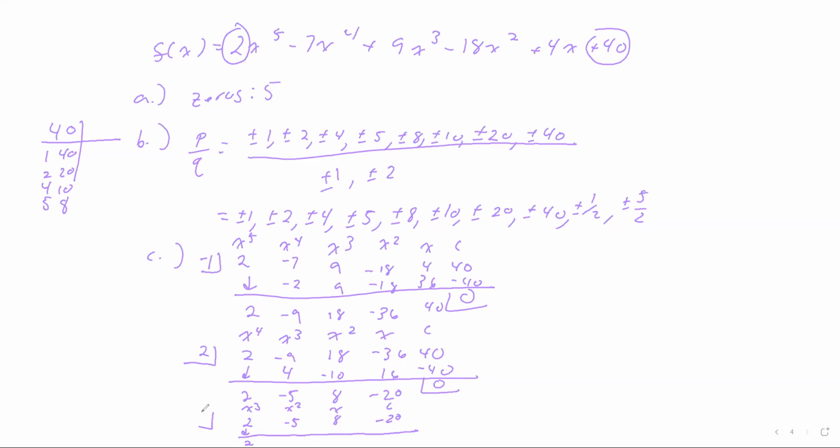Let's try -4 then. That gives me -8, -13. That's going to be negative. So that's going to be +40, 52, which is 60. That's not going to work either.